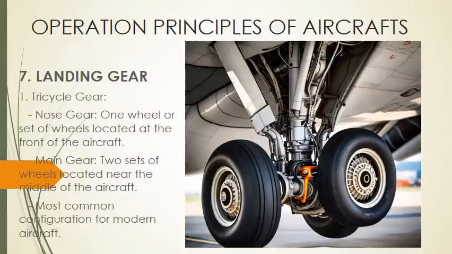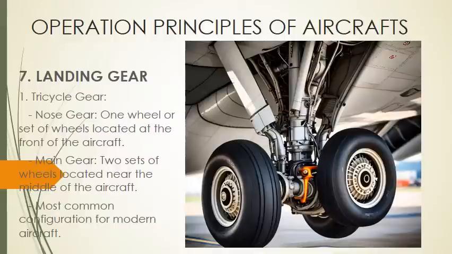First, the tricycle landing gear. It has a nose wheel and then main gears. So the nose gear is one wheel or set of wheels located at the front of the aircraft, and then the main gears are two sets of wheels located near the middle of the aircraft. This type of configuration is common for modern aircraft. So the way it works, it's like a tricycle.